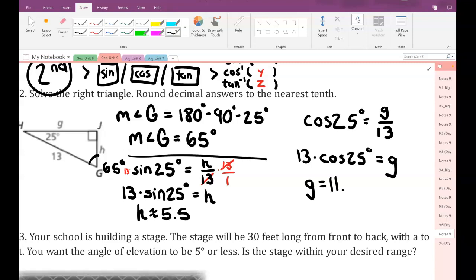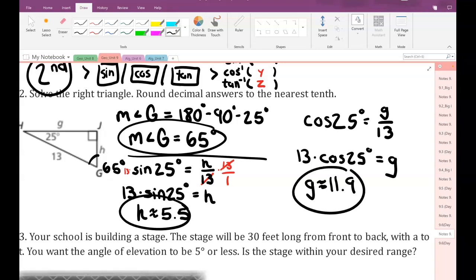So this is 11 point, what did I say, 9. And that kind of makes sense because my longest side should be 13. G is my second longest side, so it should be less than 13. It is, it's 11.9. And H is my shortest side, 5.5. So kind of the dimensions are making sense to me. So you will have to do this on the test. So in this case, you would say, okay, these are my 3 things that I was solving for, with some work shown.